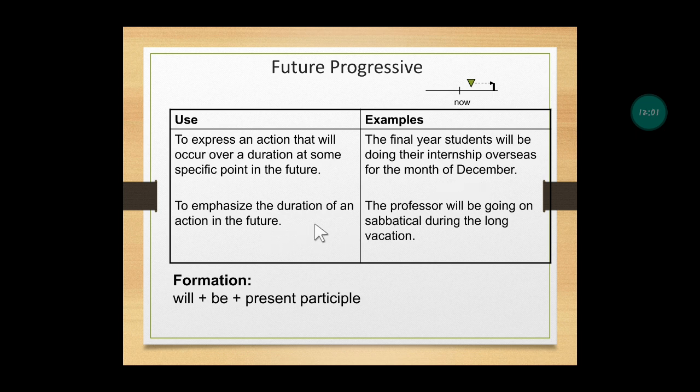To emphasize the duration of an action in the future, that a duration of an action is going to be happening in the future. The professor will be going on sabbatical during the long vacation. So something in the future is going to happen at a specific time. And what is the formation? Will plus be plus the present participle.